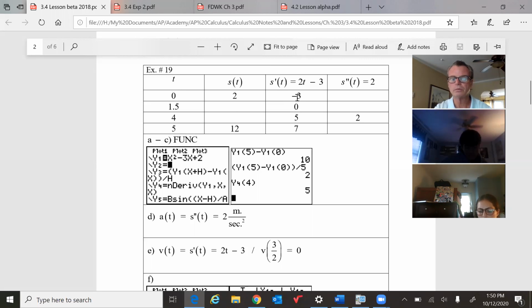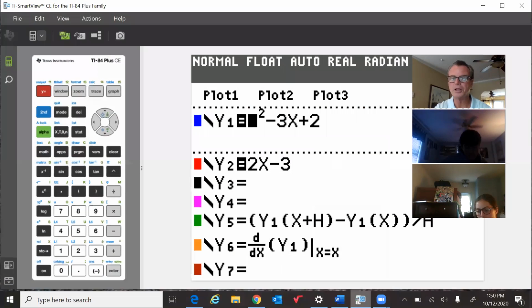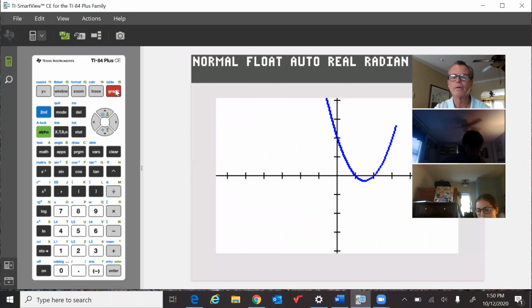So I went over here to the calculator. You drew it in parametric mode, so I'm going to show it to you in function mode. Here's the quadratic in function mode, and here's the derivative. Okay, so what's happening? At time 0, you're at 2. The blue graph is going down, so your particle's going left.